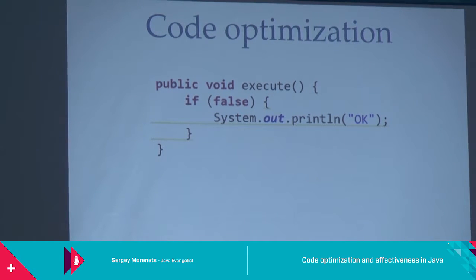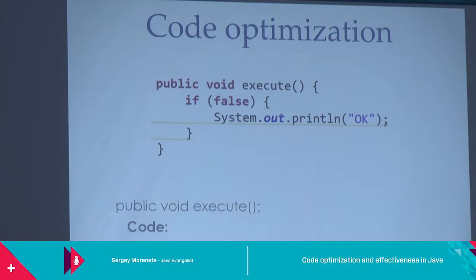Let's talk about Java compiler optimization. So that's very simple code. You see that there is an if condition and the println is never executed, because the condition is false. Is the Java compiler smart enough to just kick out all this code? If you take a look at the bytecode, you see that it's intelligent enough. It just removes the if and System.out because it never executes.